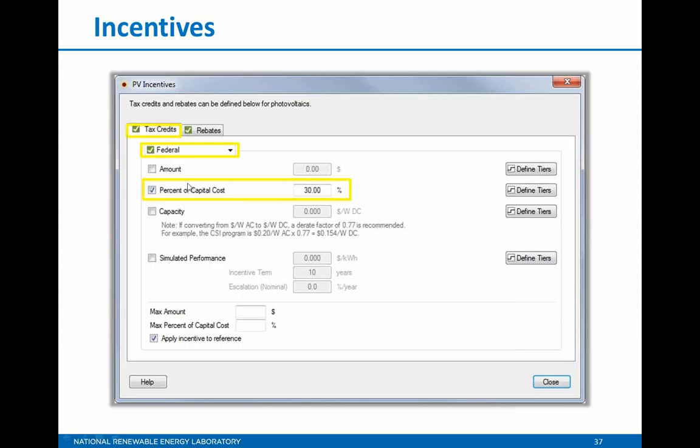This is one that BEopt ships with for all analysis, even outside of California. This is the federal tax credit that's 30% of capital cost. This is the way that you would define such an incentive in BEopt.